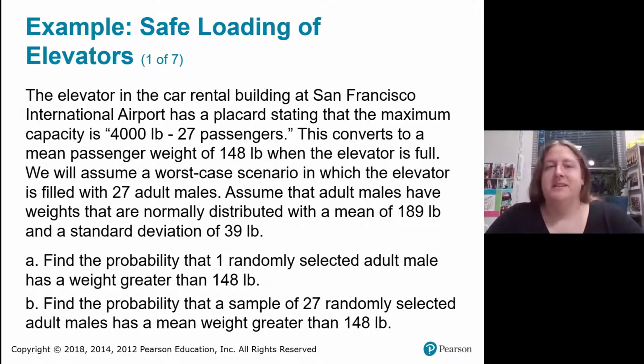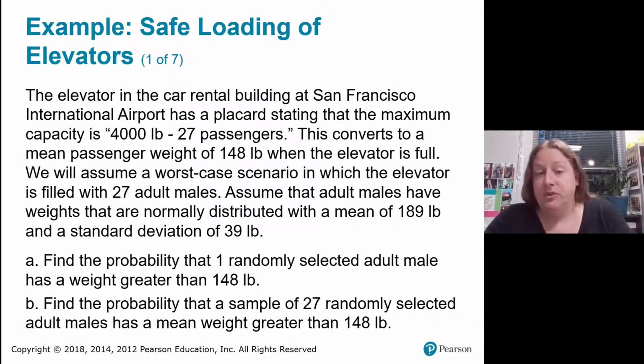So let's look at an example. We're trying to safely load elevators. If you read the placards in elevator cars, they usually give a weight and a number of passengers that's safe to use. One such elevator placard says 4,000 pounds, 27 passengers. So this converts to a mean passenger weight of 148 pounds when the elevator is full.